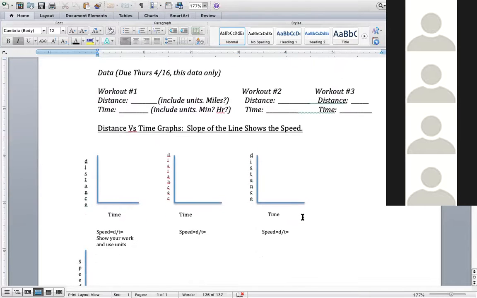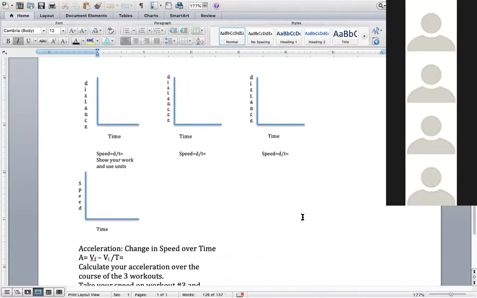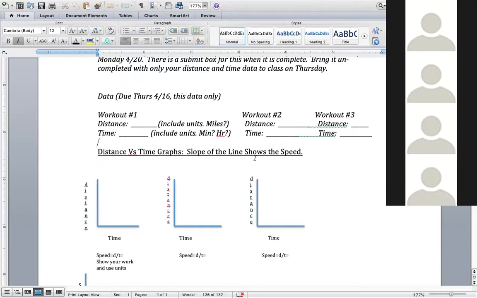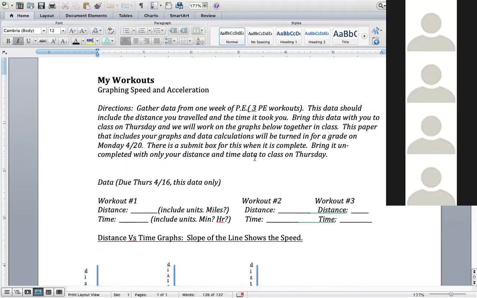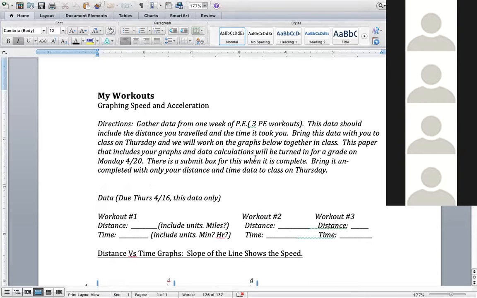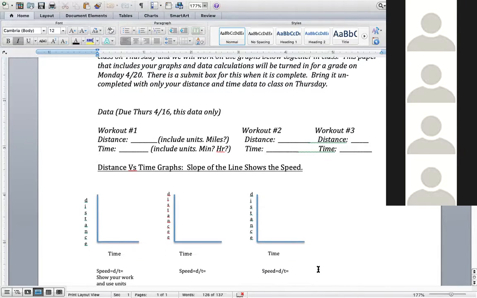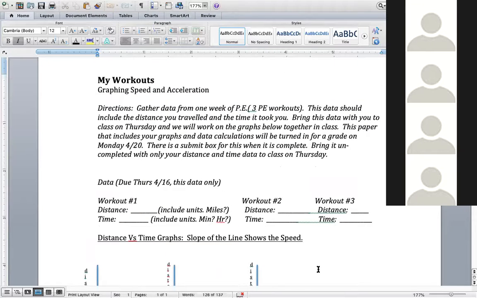And then today what we're going to do in class is we're going to calculate our speed for each workout, and then we're going to graph our speeds, and then we're going to calculate our acceleration and graph that. So I'm going to help you with that. This document is due Monday by 8 p.m. And so if you don't finish it today, then you have some time. And you're also going to turn in your speed and acceleration notes we did on Tuesday. I'm going to go back to our slide to show you the rest of that.